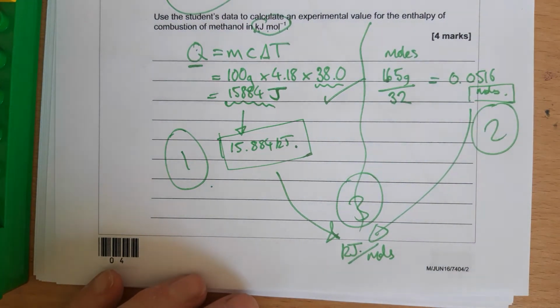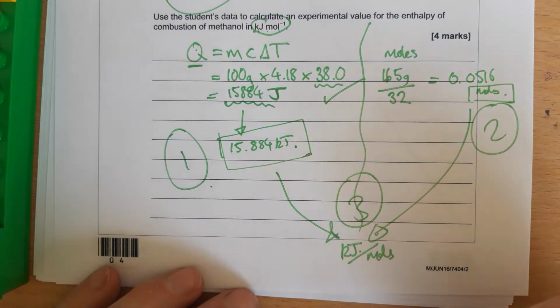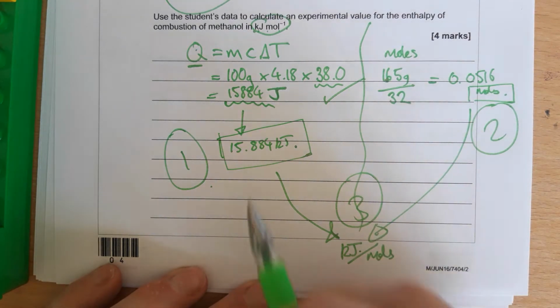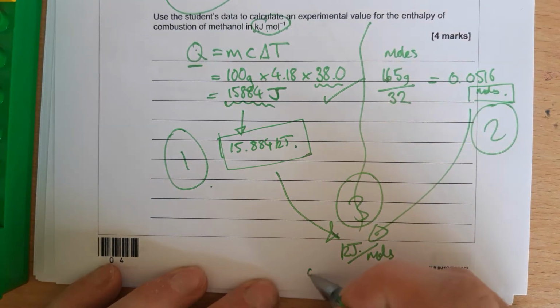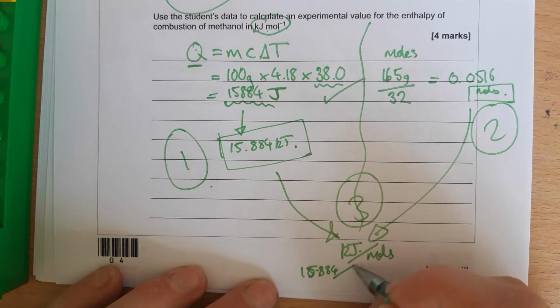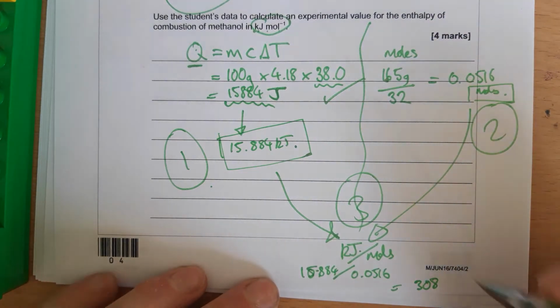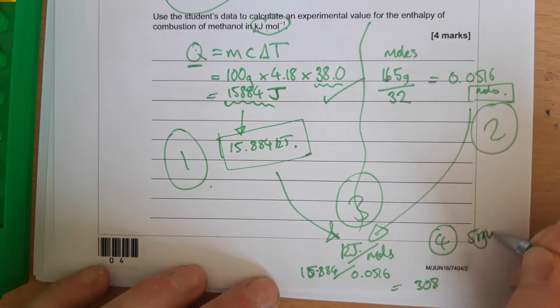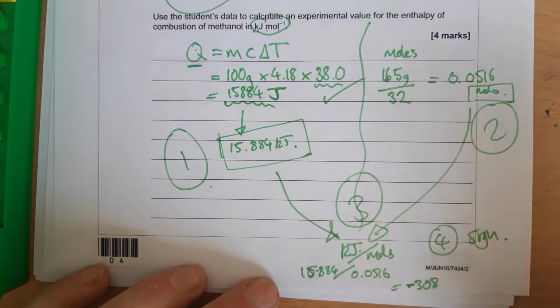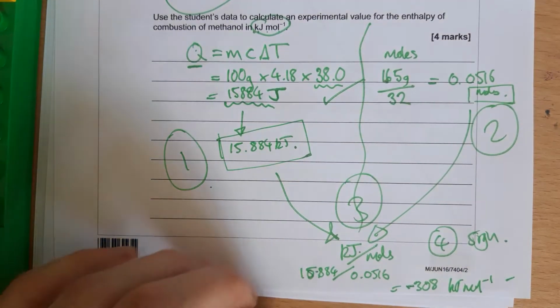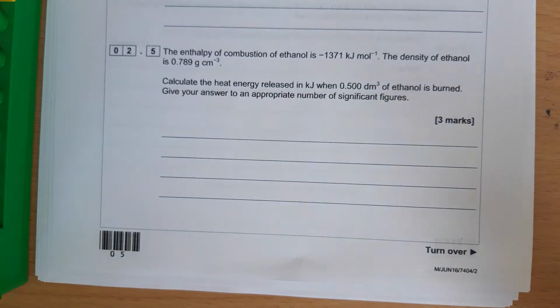And it says that on the mark scheme as well. You divide one by the other. So it is 15,884 divided by 0.0516. So I'll write this in the exam: 15.884 divided by 0.0516, and that equals 308. And then the final step, step 4, is to work out the sign. This is an exothermic reaction, so you put a minus on at the end. kJ per mole. Next.